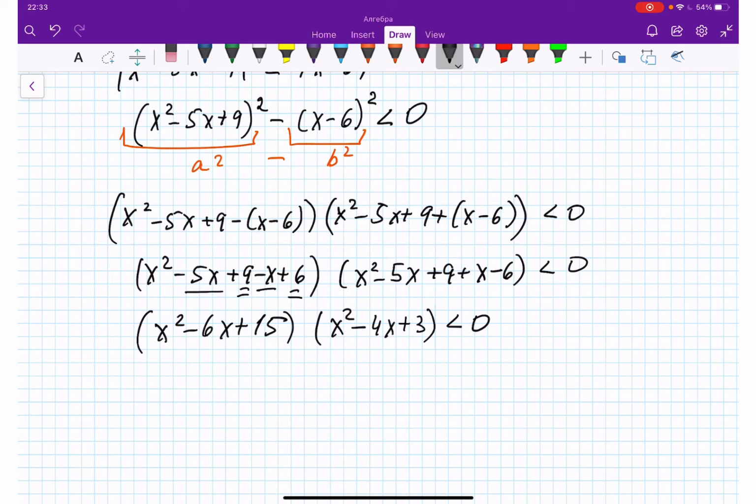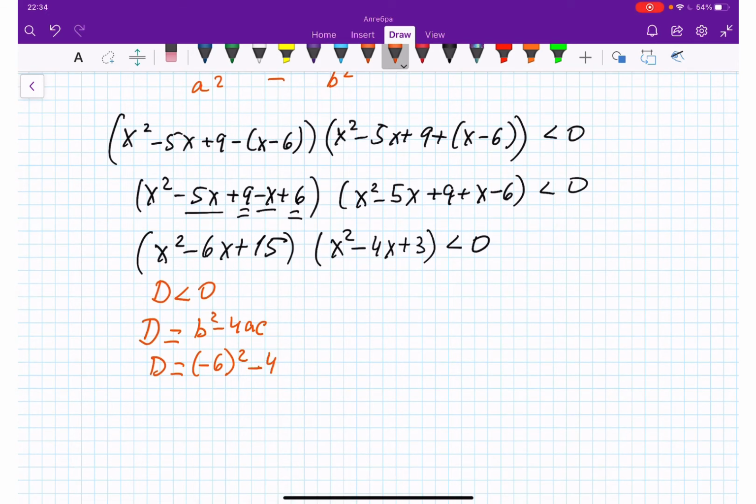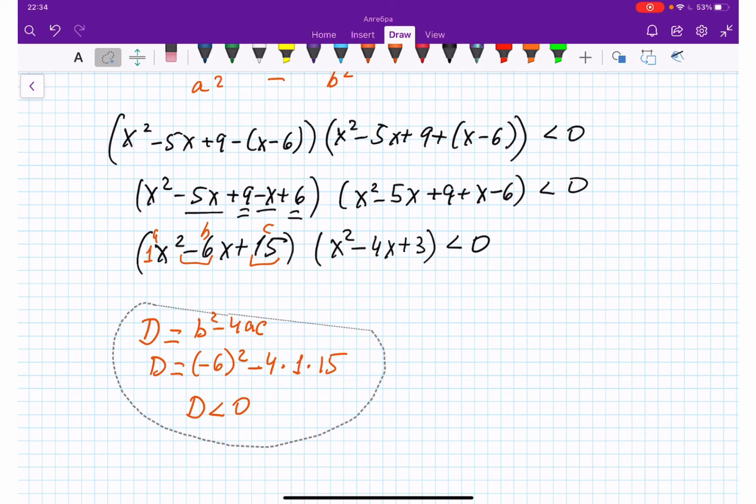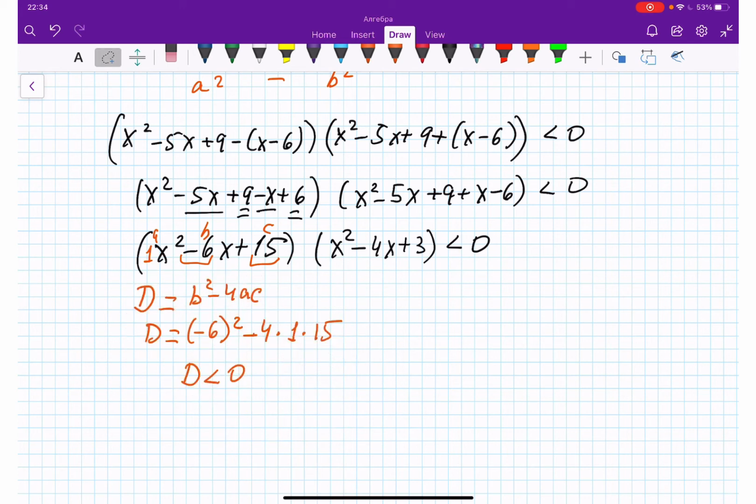Now, in this case, for the first parenthesis, we are getting discriminant less than 0, because the discriminant is going to be equal to b squared minus 4ac. My b squared is going to be negative 6 squared minus 4 times a, which is 1. This is your a, this is your b, and this is your c. Minus 4 times 1 times 15, which, as you can see clearly, 4 times 15 is going to be 60, and 36 minus 60, so it's going to be negative. Let me move this here, it will look much better. Okay, there we go, which means here we have no solution.